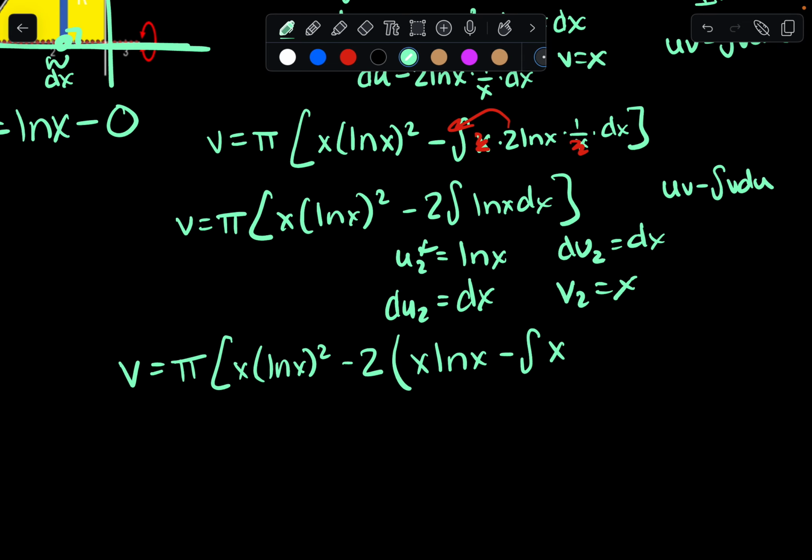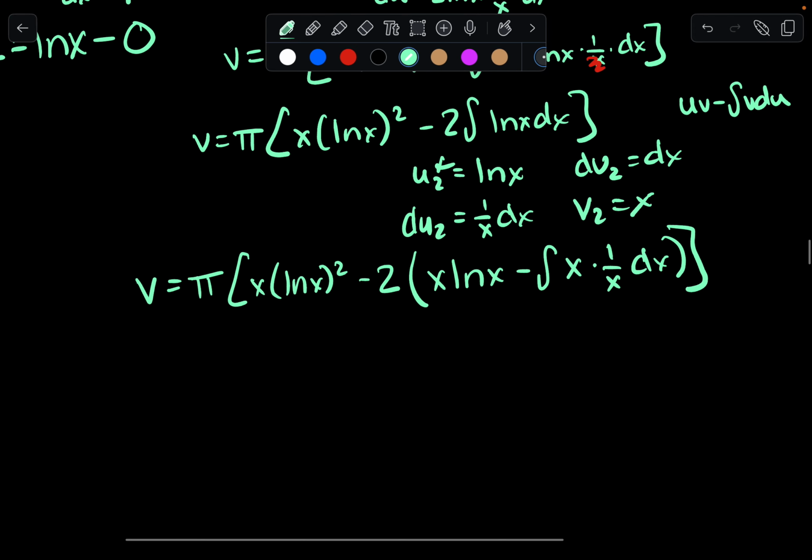My v is x, my du, oh no. First off, my du is not just dx, it should be the derivative of natural log of x, which is 1 over x, and then my dx. And then 1 over x times dx, close the first, and then we have our second bracket. All right, so I see that the 2 x's cancel out here, so we're just integrating dx.